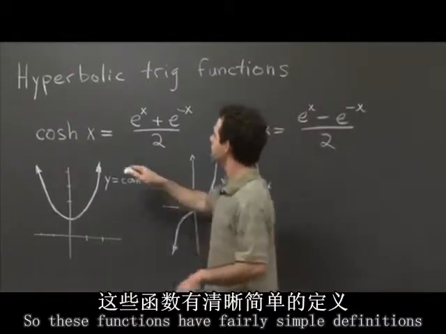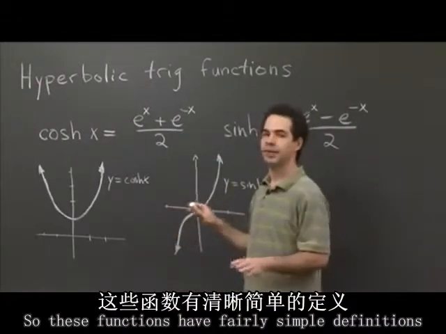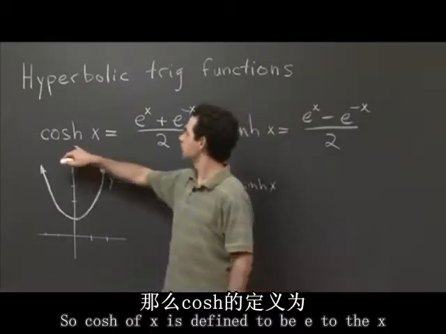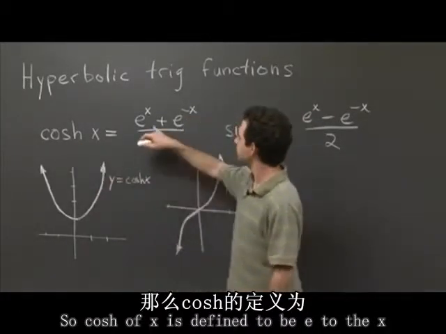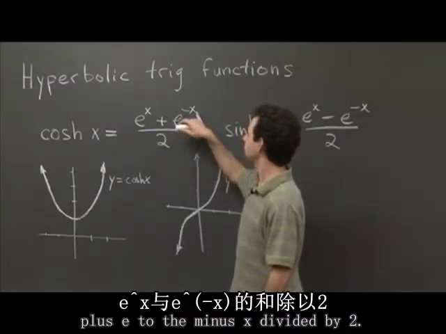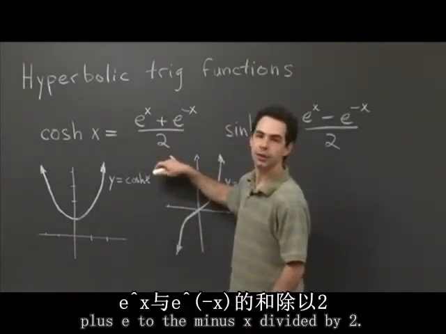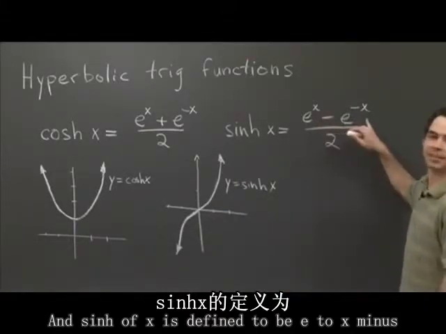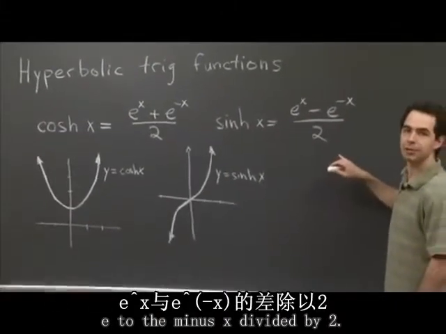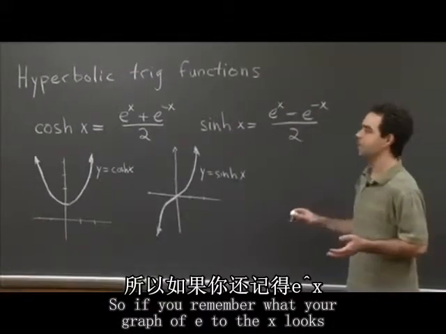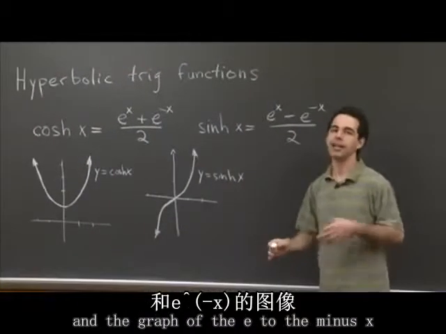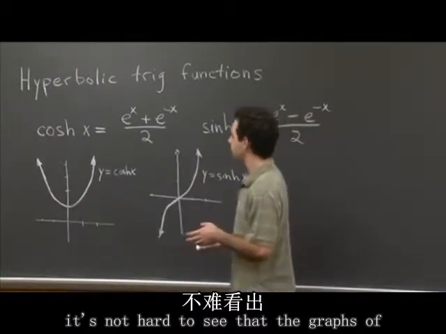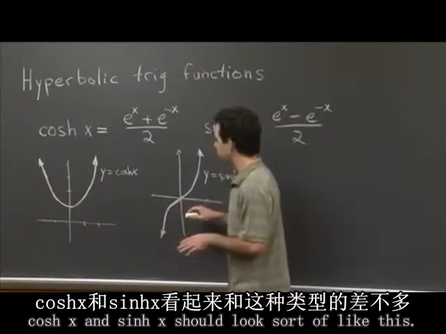So these functions have fairly simple definitions in terms of the exponential function e to the x. So cosh of x is defined to be e to the x plus e to the minus x, divided by 2, and sinh of x is defined to be e to the x minus e to the minus x, divided by 2. So if you remember what your graph of e to the x looks like and your graph of e to the minus x, it's not hard to see that the graphs of cosh x and sinh x should look sort of like this.